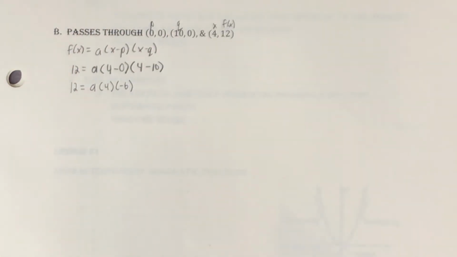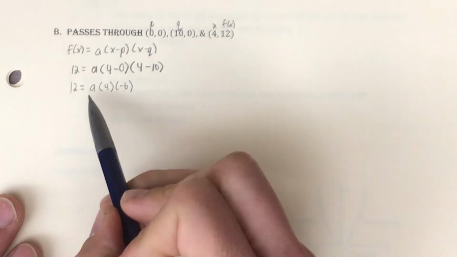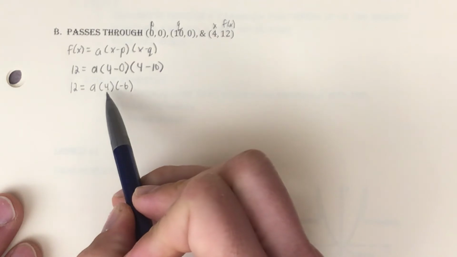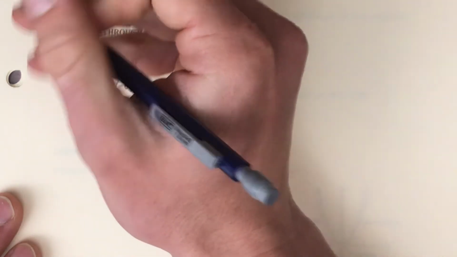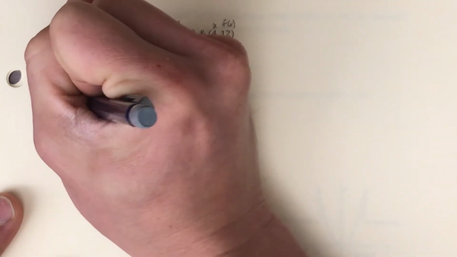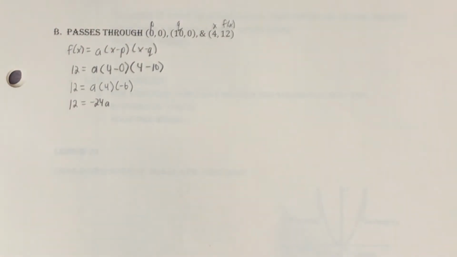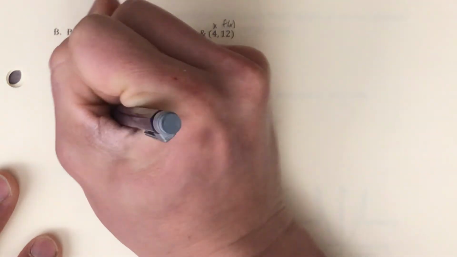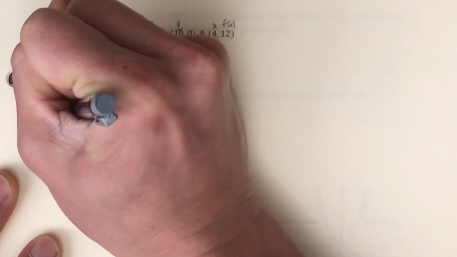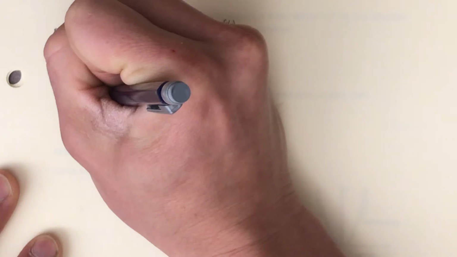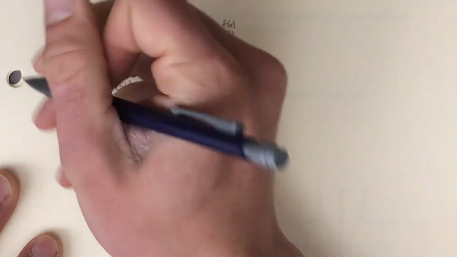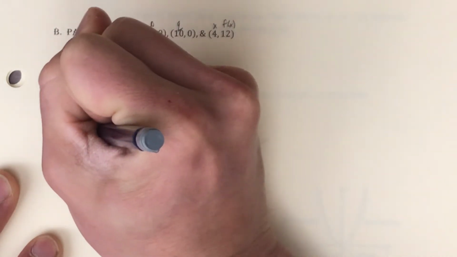So then I need to simplify down further by doing my multiplication. So a times 4 is 4a, and 4a times negative 6 is negative 24a. So I have 12 equals negative 24a. Then my next step, I need to get the a by itself. So it's being multiplied by negative 24, so I need to divide by negative 24. So negative 24 divided by negative 24 is 1, so that cancels, and I'm left with a equals.